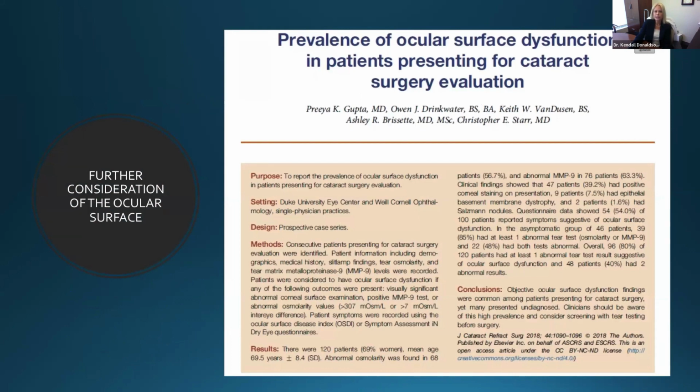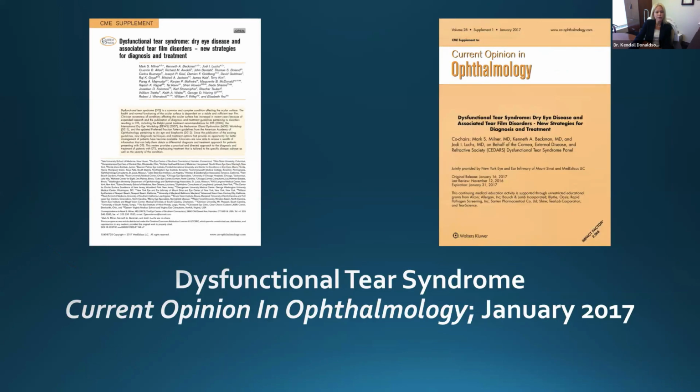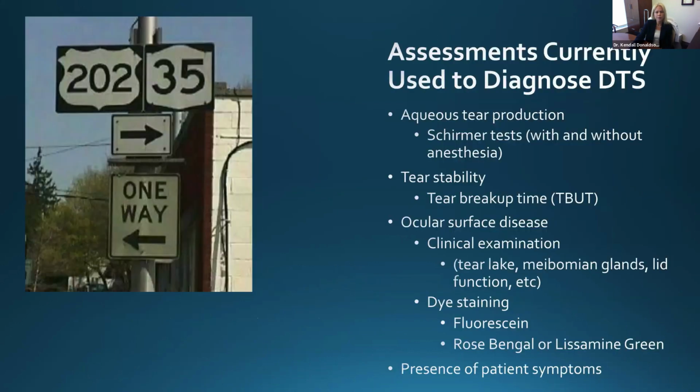Here's another nice study, a preoperative one, also looking at the incidence of ocular surface disease in our cataract pre-op patients. In this study, 57% had abnormal osmolarity and 40% had corneal staining. Again, signs of ocular surface disease before cataract surgery. And there are several other studies that have really documented this problem.